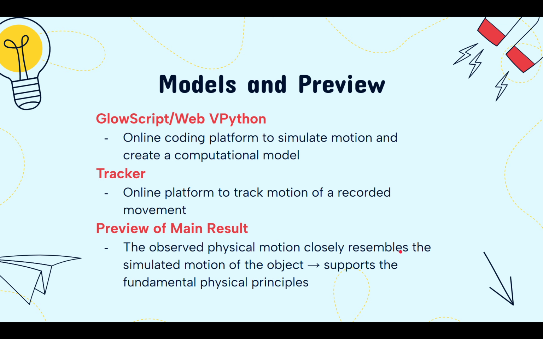This experiment utilized two online programs, GlowScript and Tracker, to allow for a comparison between a physical observation of motion and two computational simulated models, with GlowScript being an online coding platform that created the computational models, and Tracker being a software that tracks the motion of an object using a recorded video. A preview of the main results of the lab is that the observed physical motion closely resembles the simulated motion of the object, which supports the fundamental physical principles previously mentioned.